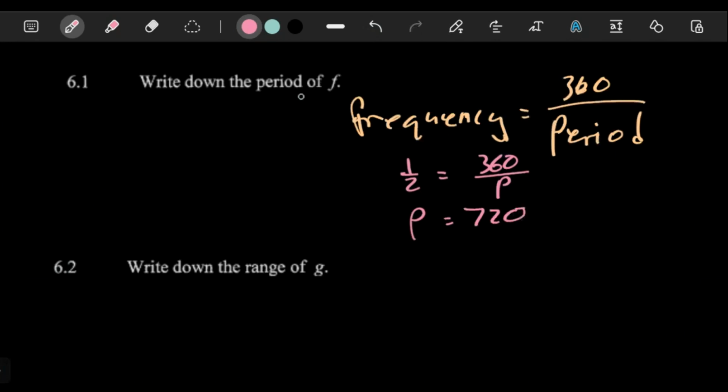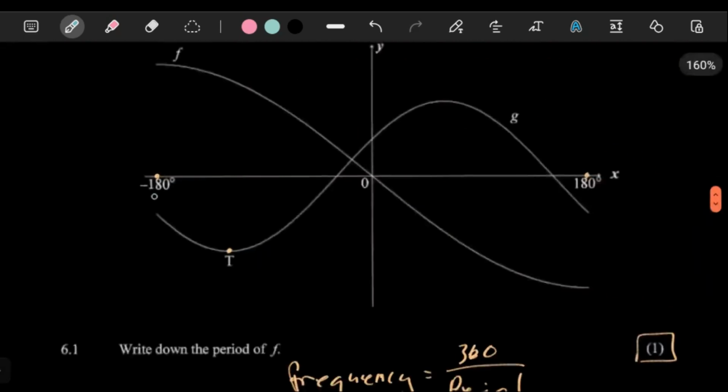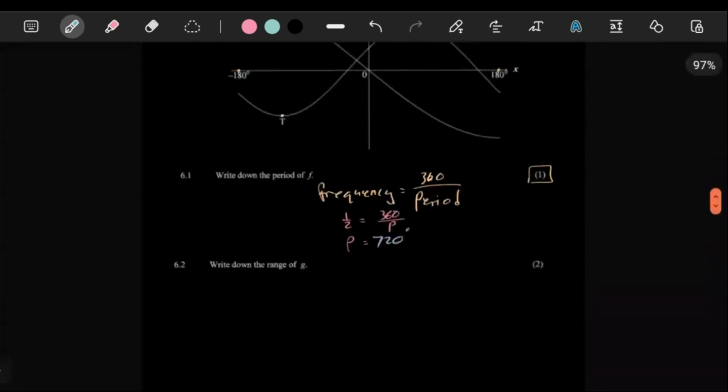A period is how long it takes to get a full graph. So the number of degrees it takes to get a full graph is 720 degrees. That's the period. Frequency tells you how many complete graphs in a space of 360. That's why here, between 180 and -180, you technically have half a graph, just a portion of a full graph.